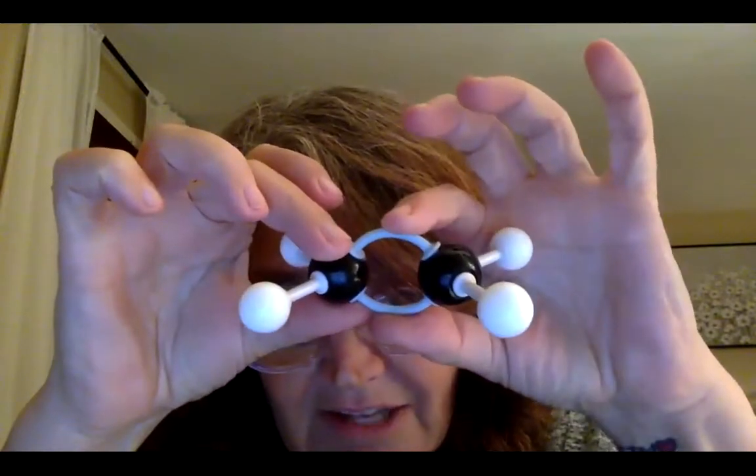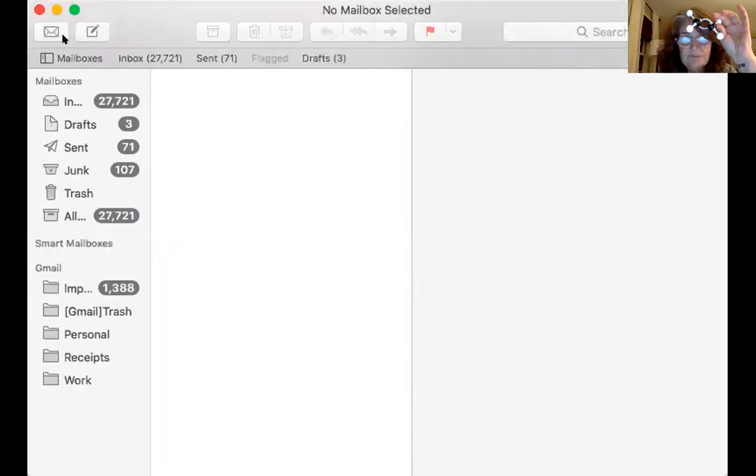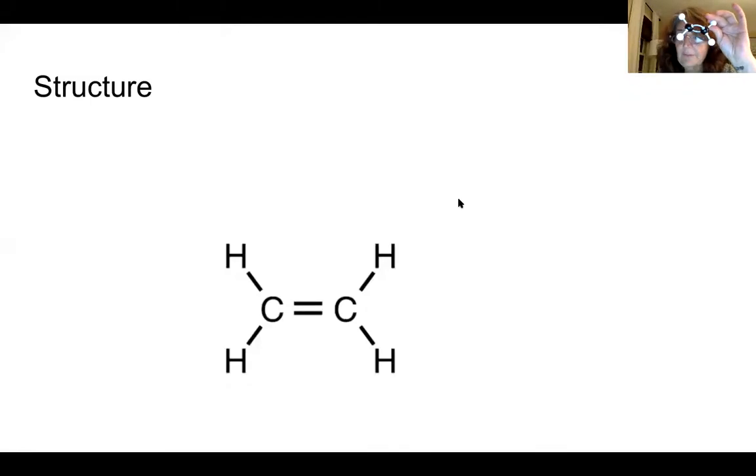It has 2 carbons. It has 4 hydrogens. It has a double bond right here in the center between its carbons and single bonds with its hydrogens. Let's take a look and just be sure that this is exactly how we want this to look. Oops, that is not exactly where we want to be. And there we are. Double bonded carbons, single bonded hydrogens.